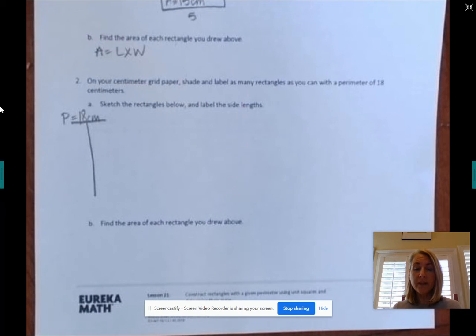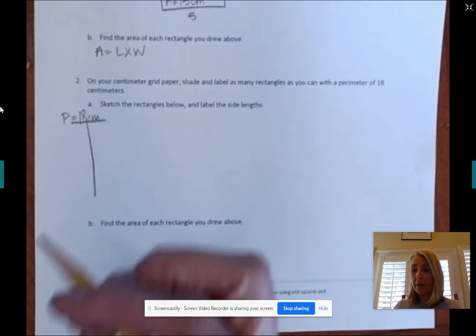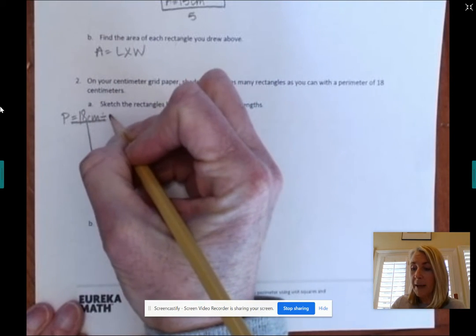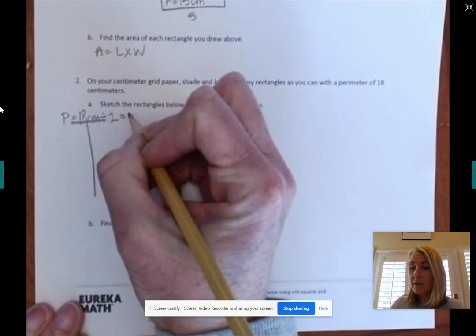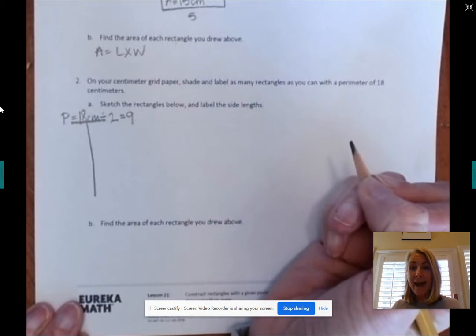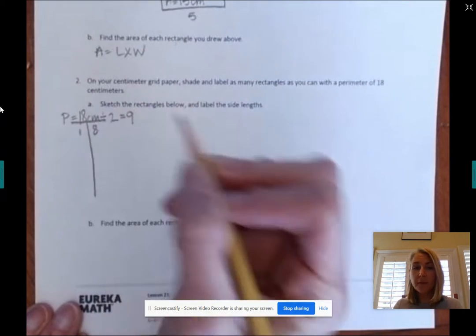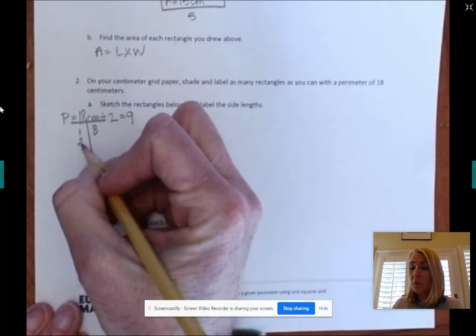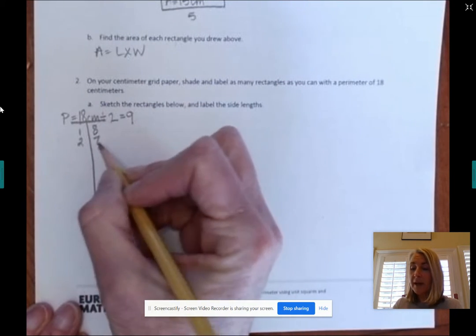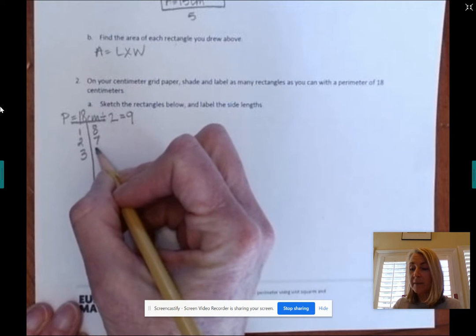of congruent sides. So we're going to cut that in half and only find a length and a width. But since we're cutting it in half, we have to cut our perimeter in half by dividing it by 2, which gives us side lengths that need to add up to 9. So 1 plus 8 equals 9. 2 plus 7 equals 9. 3 plus 6 equals 9.